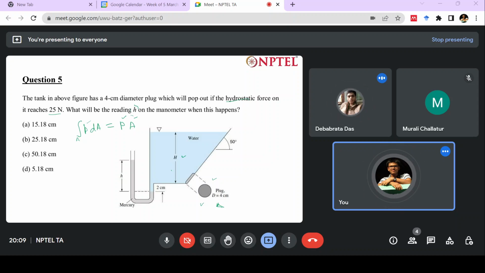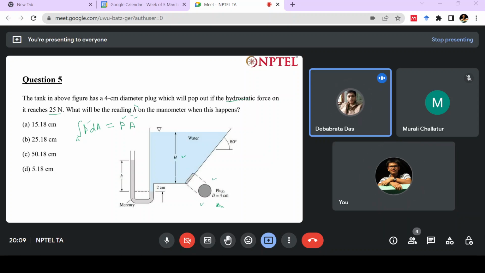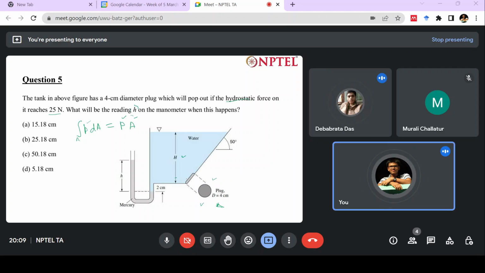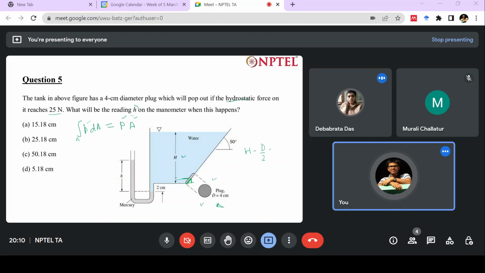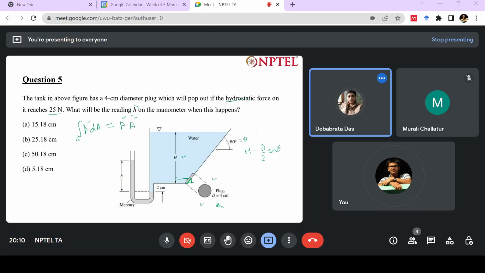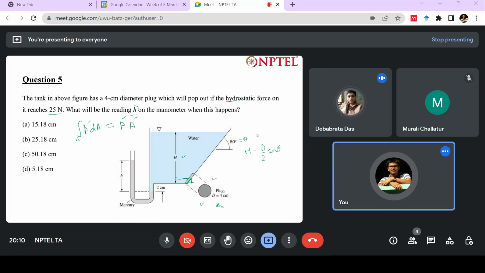So what do I have to do? I have to calculate this particular height: H minus d by 2. This length is d by 2. I want to find the height. The angle of 50 degrees is given, so this is d by 2 sine theta. I am taking this 50 degrees. So this is my height, right?